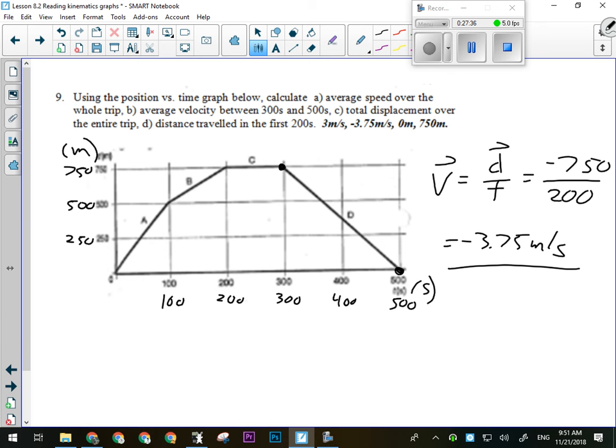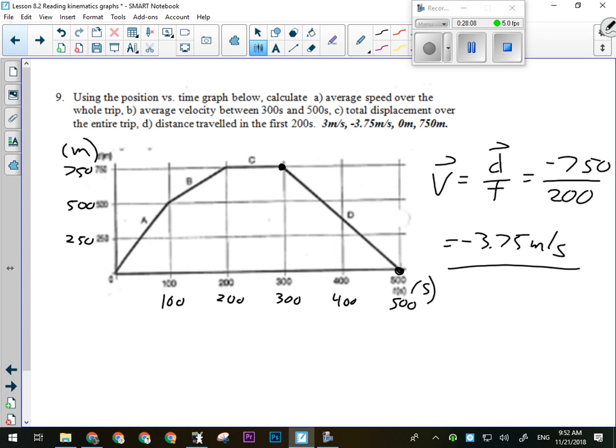So we often use the same formulas on graphs that we would use on a problem, right? I could have easily given you guys this question as a problem without a graph, as long as I had told you in part one of the trip, the object went 750 meters in 200 seconds, and then it stayed still for the next 100 seconds. I could have described all that, and you would have done this question exactly the same way, just without the graph. It's quicker to do it with the graph.